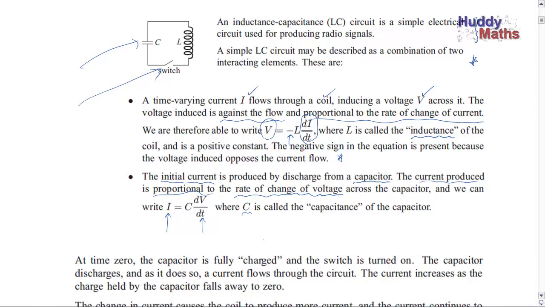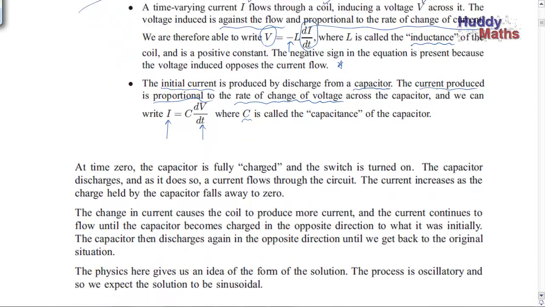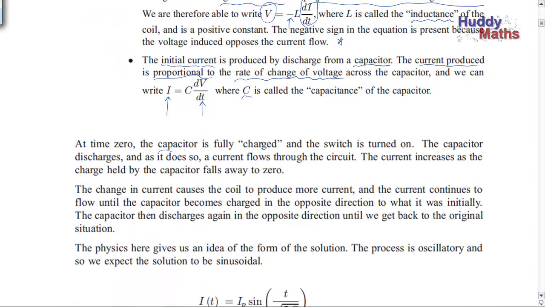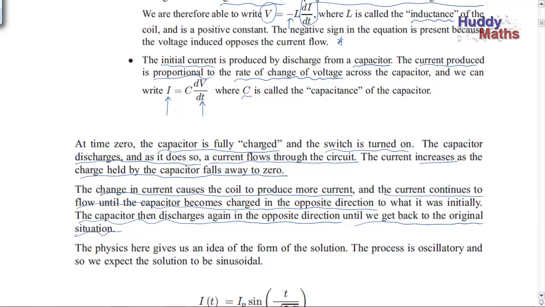So that's enough physics. What we're going to do is see if we can use that pair of differential equations. At time 0, the capacitor is fully charged and the switch is turned on. The capacitor discharges, and as it does so, a current flows through the circuit. The current increases as the charge held by the capacitor falls away to 0, so it flows to a maximum. Change in the current causes the coil to produce more current, and the current continues to flow until the capacitor becomes charged in the opposite direction to what it was initially. The capacitor then discharges again in the opposite direction till we get back to the original situation. Backwards and forwards, backwards and forwards.